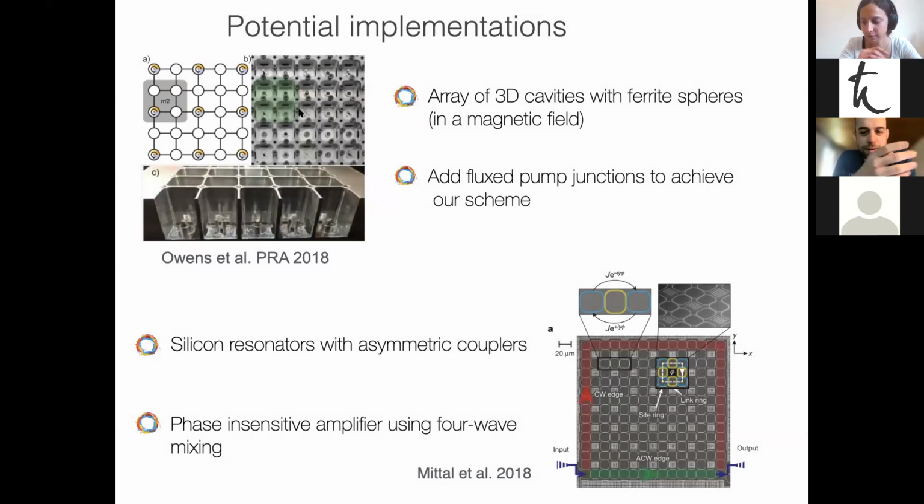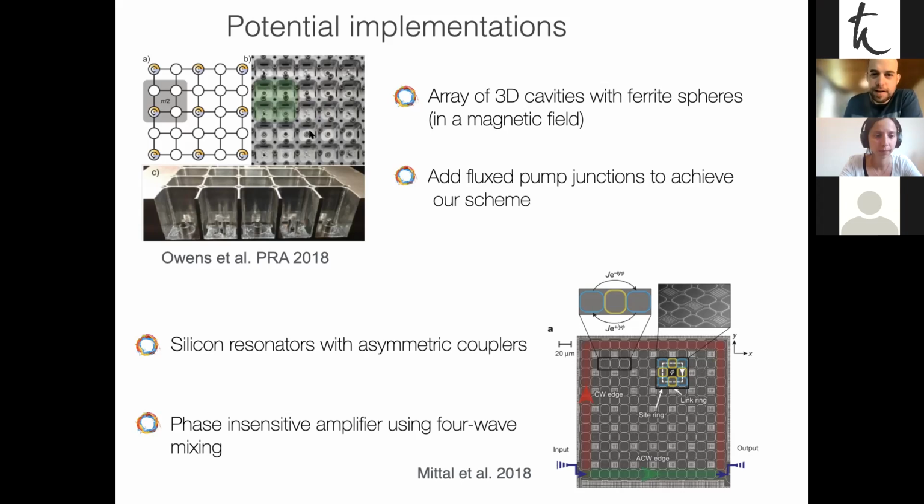So basically there are, I think, 2 most promising implementations. One is based on this system from the group of Simon and Schuster in Chicago, where they have an array of 3D cavities with ferrite spheres in it. And in this system, they have already realized the Hamiltonian without parametric driving, exactly the one that we have considered, of the Hofstadter model with flux pi half. And one can add Josephson junctions to add the parametric driving.